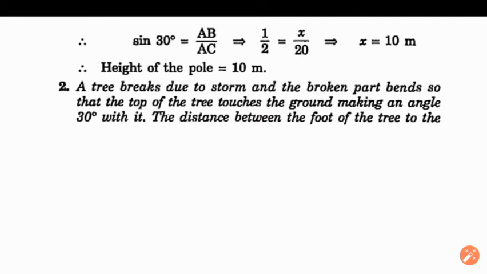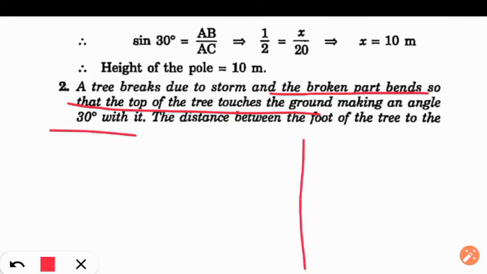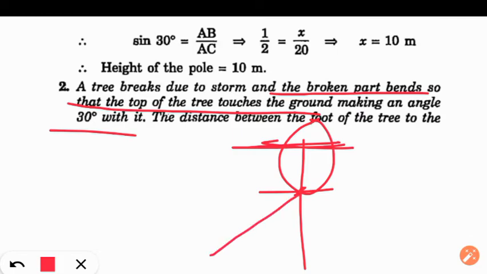A tree breaks due to a storm and the broken part bends so that the top of the tree touches the ground, making an angle of 30 degrees. So, if we have a tree like this and from a particular point, suppose from this point the tree breaks, then what will happen? Its top, that means this full one and its top, this one, will meet the ground like this.